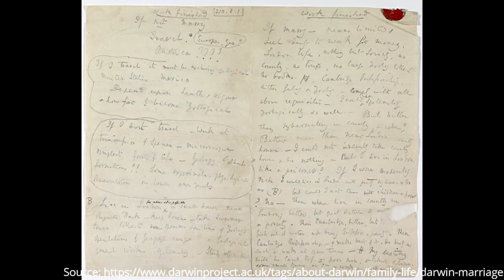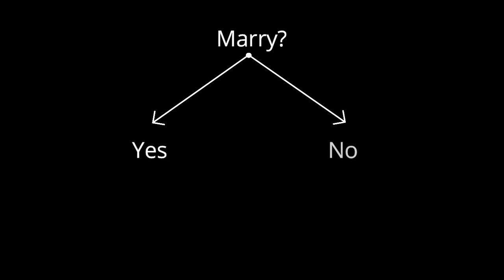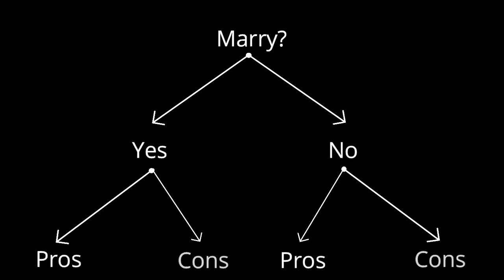Let's revisit Darwin's notes. Another way to visualize his notes would be like this. A decision to marry, yes on the left, no to the right. Then for each, pros on the left and cons on the right. So again, the decision and the possible consequences. Simple. Can they help us with more complicated decisions?